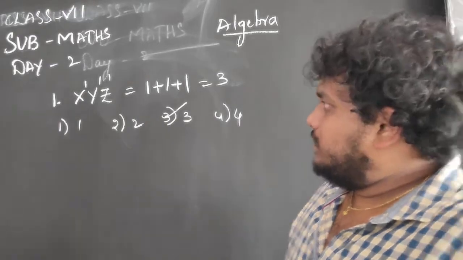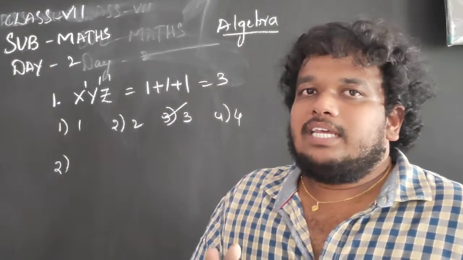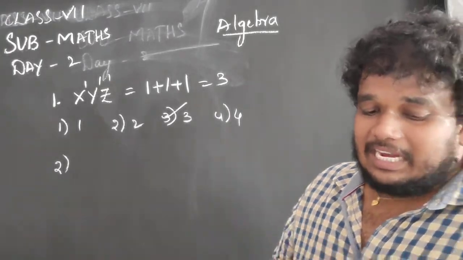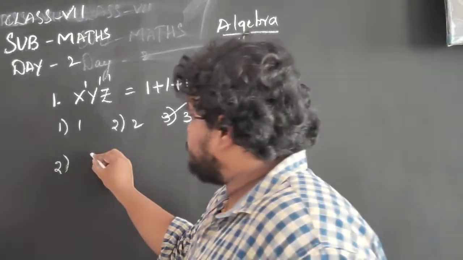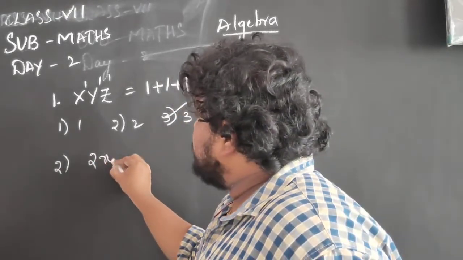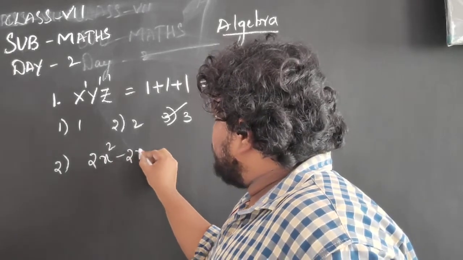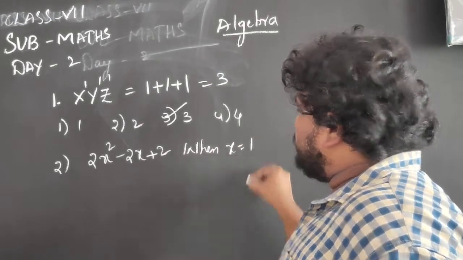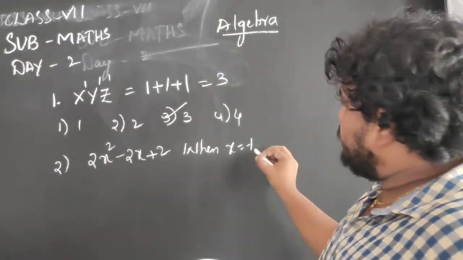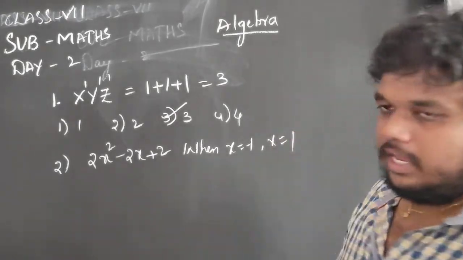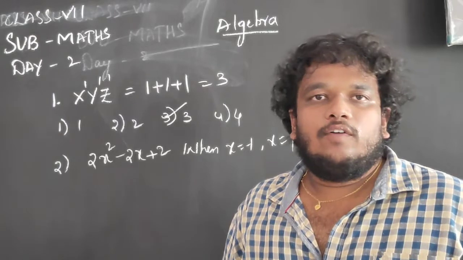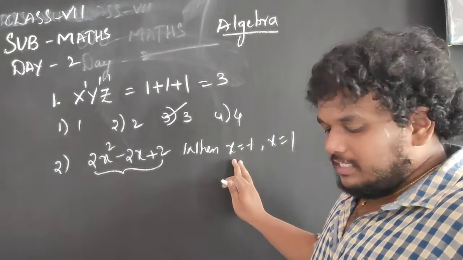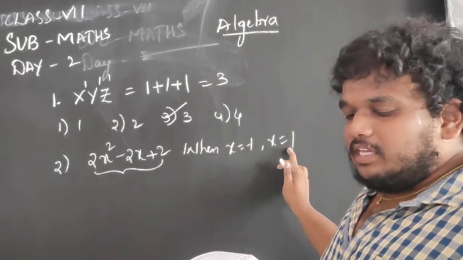Now see the second question. I'll share the worksheet on WhatsApp with you, and you can see the problem and the video. The second question: the sum of the values of the expression 2x squared minus 2x plus 2 when x is equal to minus 1 and x is equal to 1. You have to find the value of this expression for these values of x.